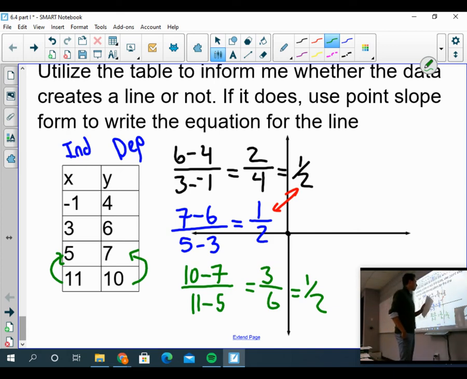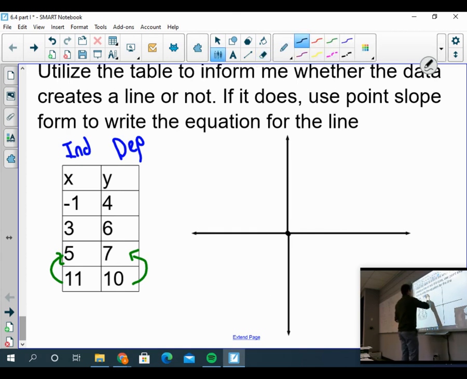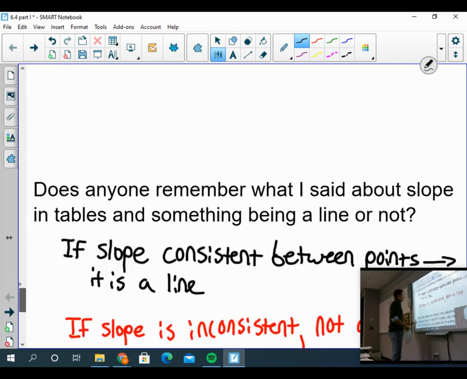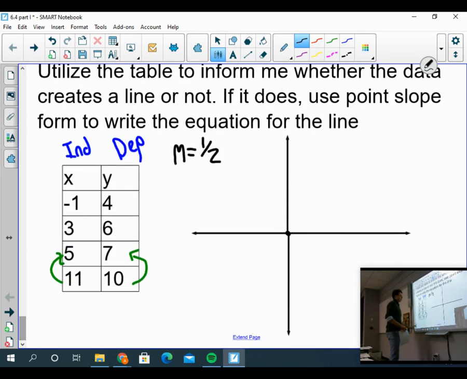So we know we have a line on our hands. No matter where you go in the table, the slope is 1/2. Now, folks, this is no different than the 2-point example we just did. It might seem a little different, and we had to do a bit different steps to find the slope, but writing the equation of the line is the same.